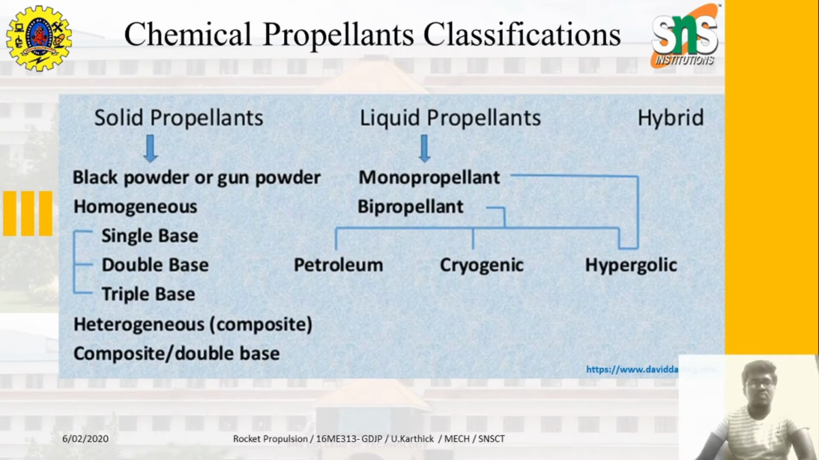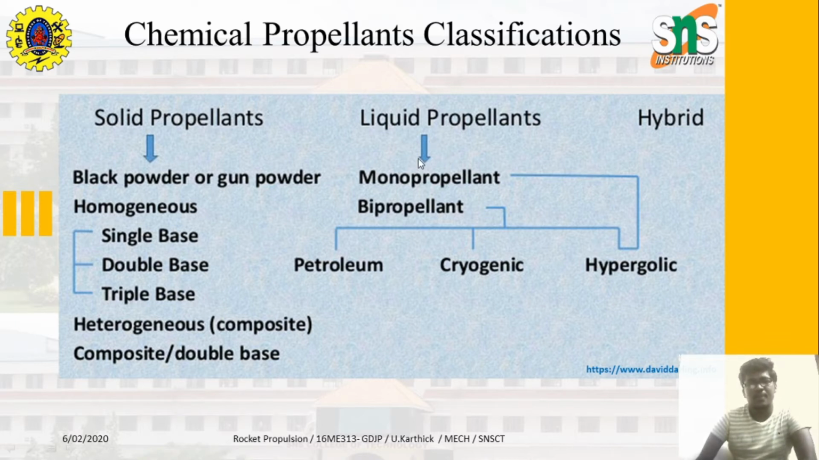First, we can classify the propellants into three major types: solid propellants, liquid propellants, and hybrid. In solid propellant, both fuel and oxidizer are in solid form, so we can directly burn the fuel. That is one kind. And then the second one is liquid propellant.